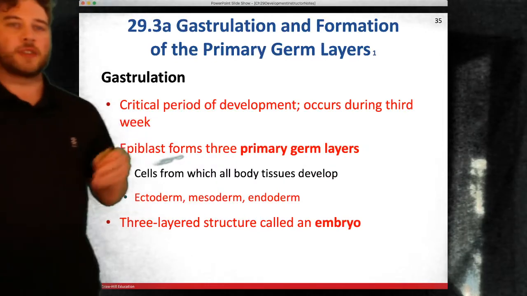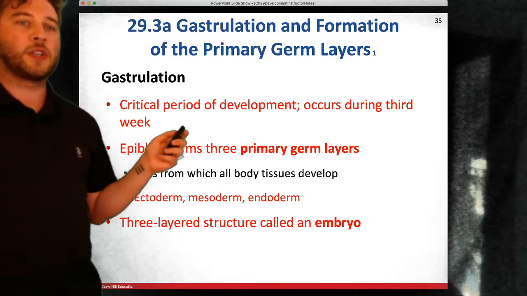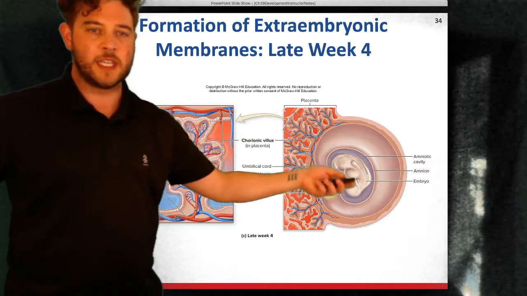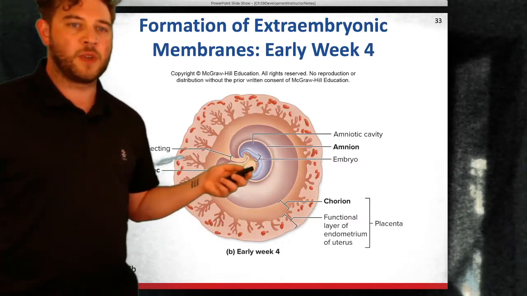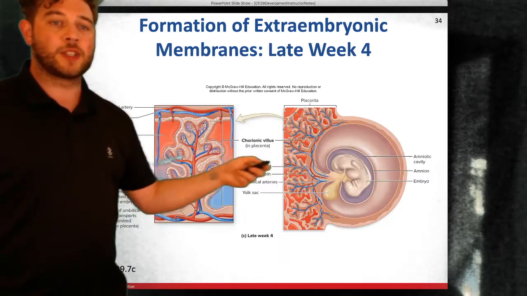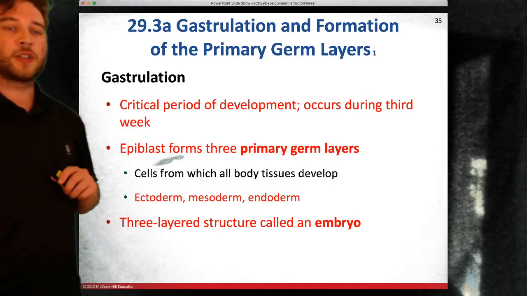And then we can get to gastrulation. So this is the critical period of development that occurs during the 3rd week. So this is late 4th week. So this is, again, you start to see these embryonic structures. Even from early week 4, there's a lot that's happening. So this makes it look like a lot of growth, and there is, we'll see. So this occurs during the 3rd week.